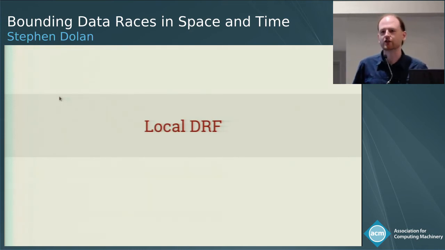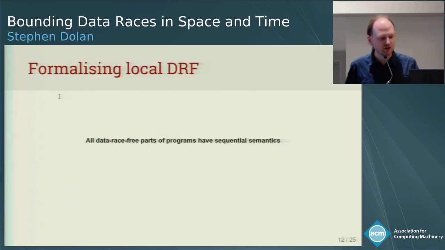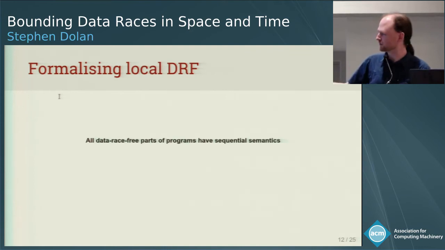The tricky thing here is not actually the proof that our proposed memory model has local DRF. That proof turns out to be about a page long. You can find it in the appendix of our paper. The tricky thing is actually describing, exactly stating, local DRF. What exactly does it mean? The intuition we're trying to capture is that all data race-free parts of programs have sequential semantics.